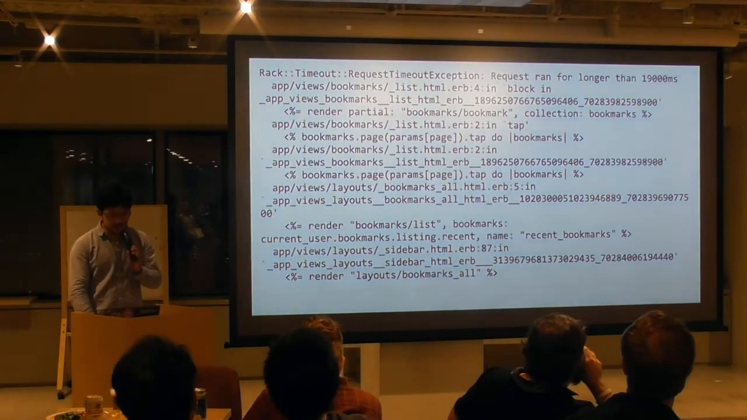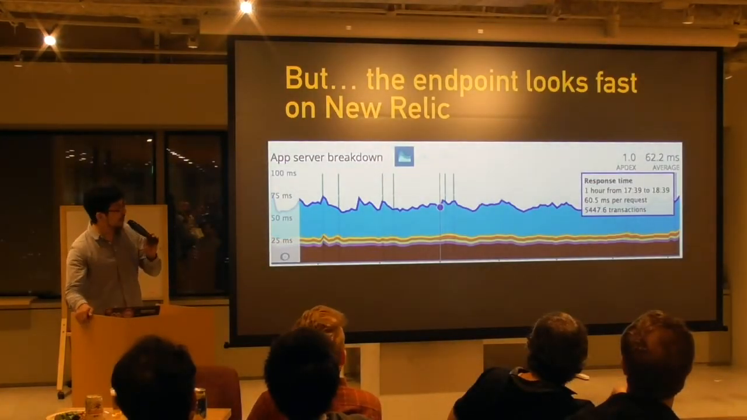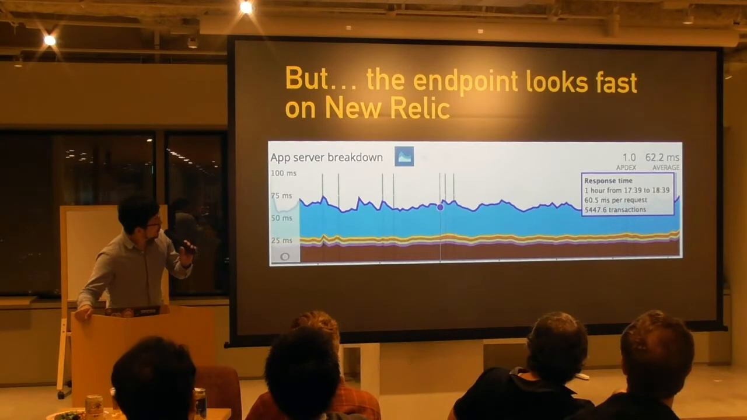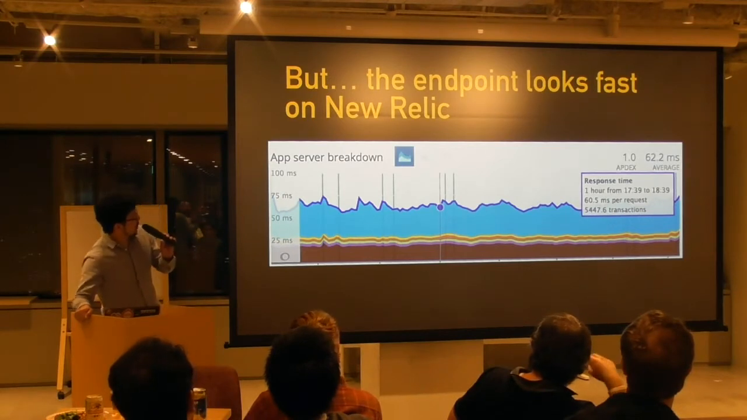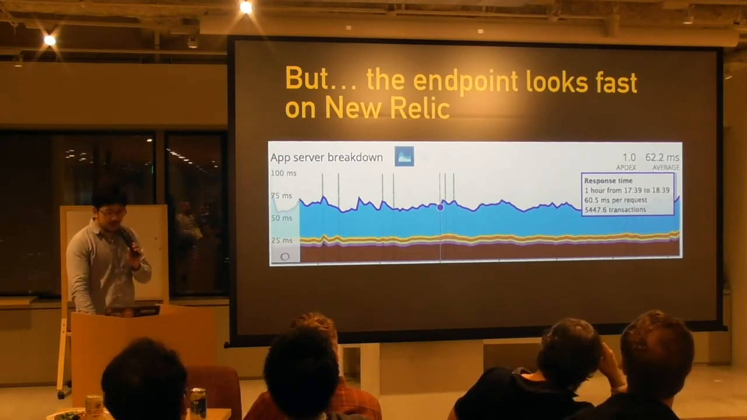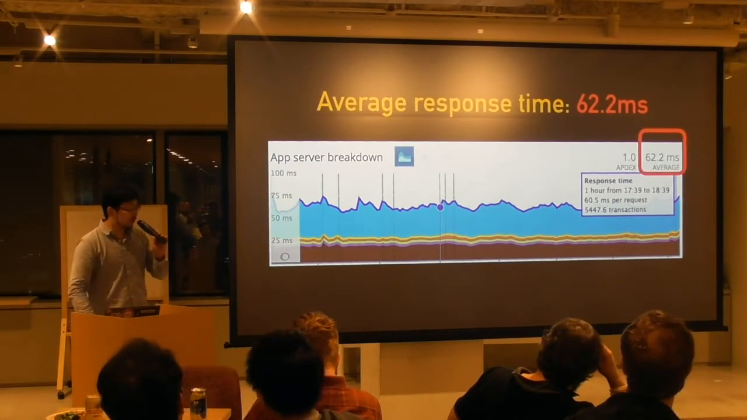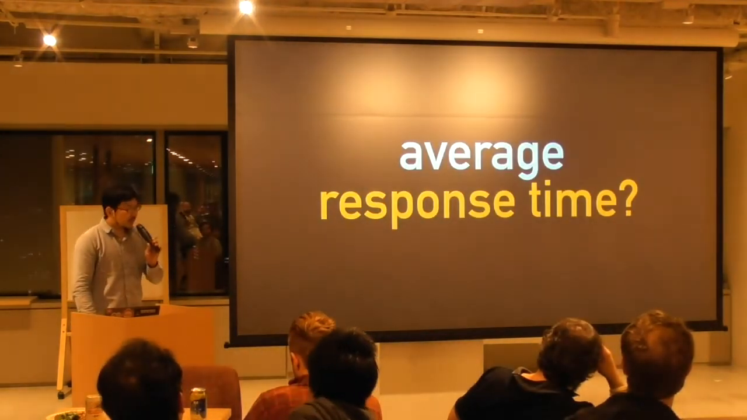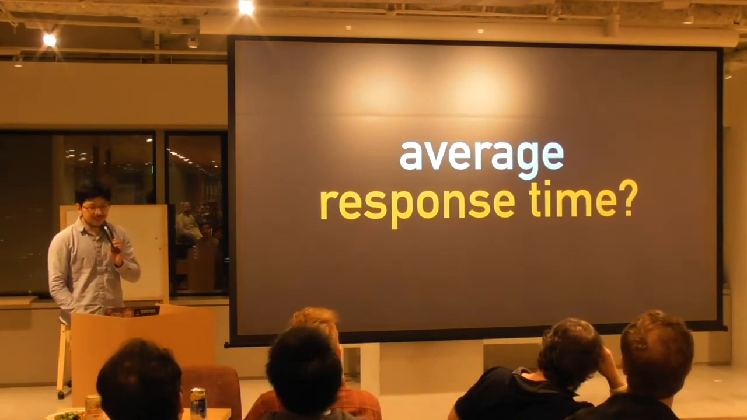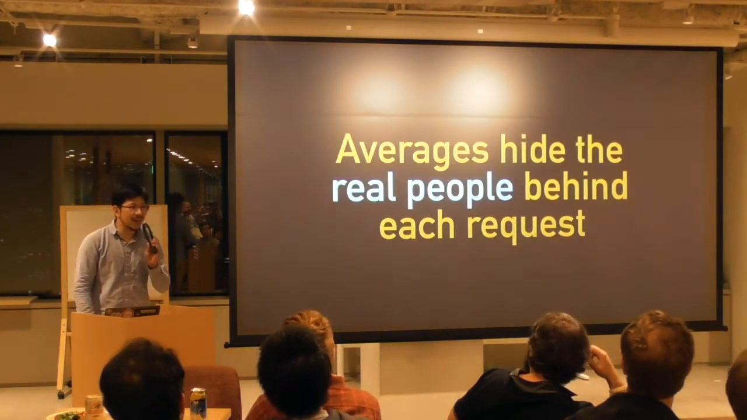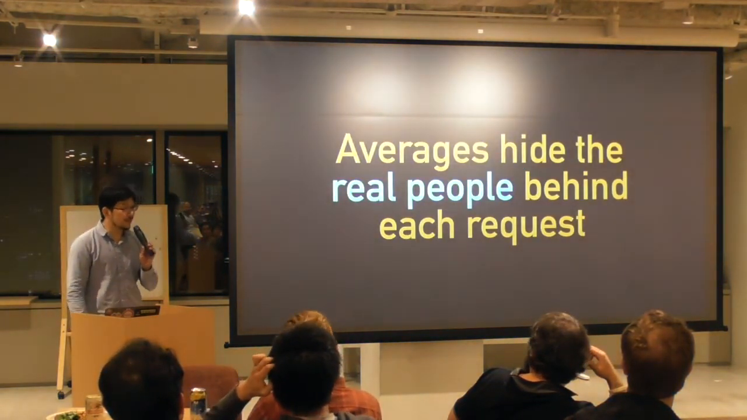But in contrast, if you just look at our performance numbers, they look pretty good. We've got this average of 62 milliseconds for response time. So things look fine, right? Nice average response time there. The problem with that is the word average. The problem with averages is they hide the real people behind every single request that you get.